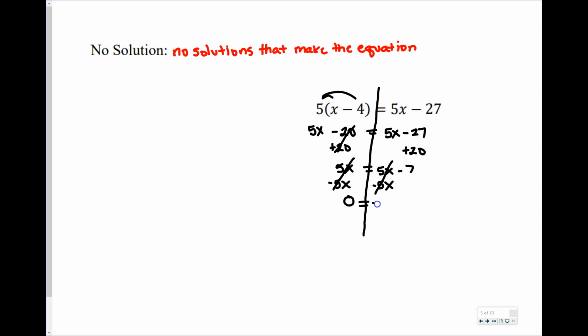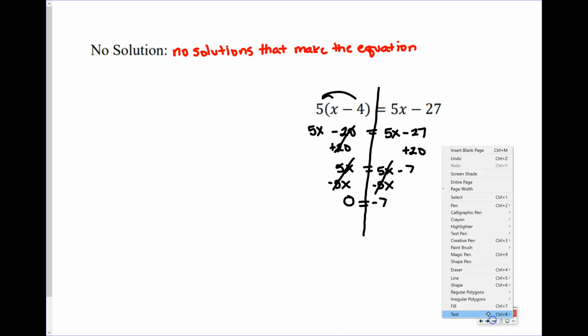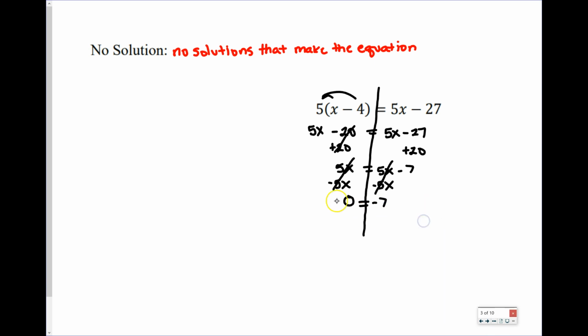On the right side, we've got that negative 7. Now this thing we've created looks very strange. It says 0 equals negative 7. You have to ask yourself, is that true? Does 0 equal negative 7? That's the question I want you to think about. If the answer is no, then that means that the answer to this problem is no solutions.